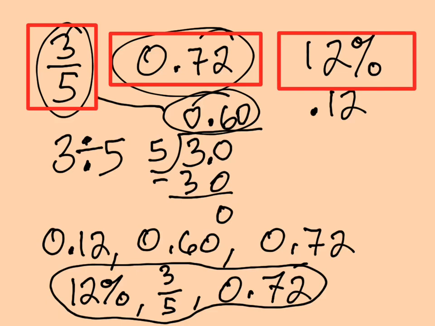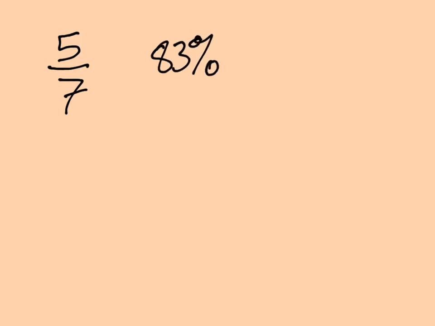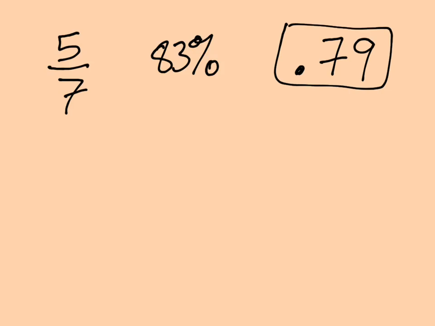Let's take a look at one more example. Let's say we had 5/7 and let's say 83% and 0.79. Again, we probably want to put these all in decimal form. So this one's already in decimal form. 83% is really easy to put in decimal form. We learned how to do that just the last section. And now we need 5/7. Well, that's not as easy, but that isn't too bad.